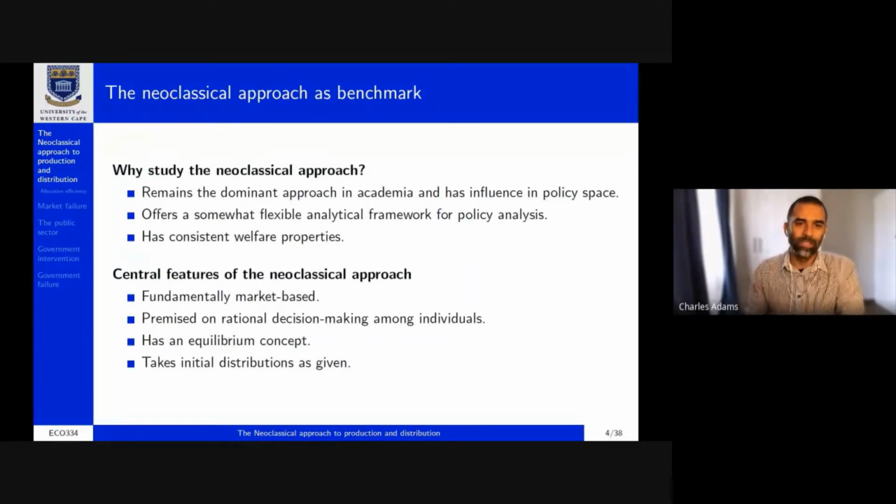All right, and then we have this equilibrium concept in economics. Again, not everyone is a fan of this idea of equilibrium, that it's necessary. Some people would view the economy as more of an emergent system rather than one that has an equilibrium. And another controversial feature of the neoclassical approach is that it takes initial distributions as given, and we'll talk more about this as we go on.